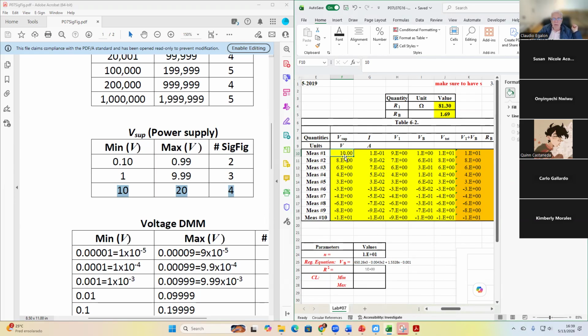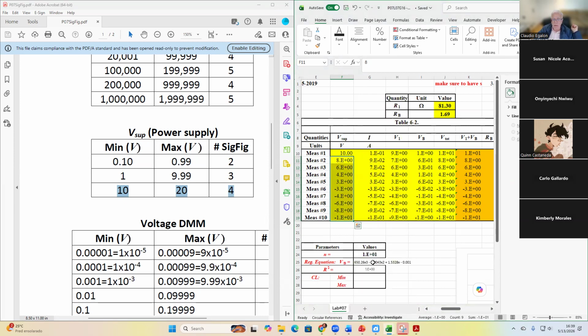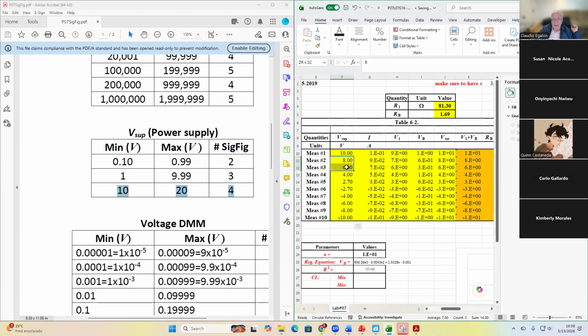And you do the same with the rest. The rest wouldn't be much different, because here you go. Between 1 and 9.99 should be 3 significant figures. To get 3 significant figures, we have to have 2 decimal places. Okay, format cell, numeric value, 2 decimal places. Here you go. All of them have 2 decimal places.